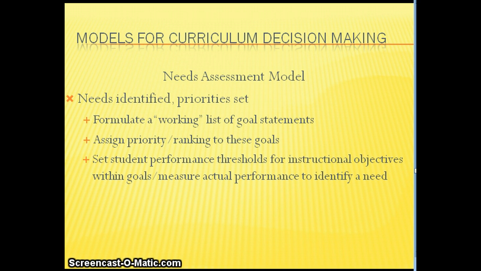The next step is to set the student performance threshold for the objectives within the goals. So you take the outcomes that you want from the curriculum and turn them into goal statements. And then from there, you need to set some kind of determination for where we would like students to be.